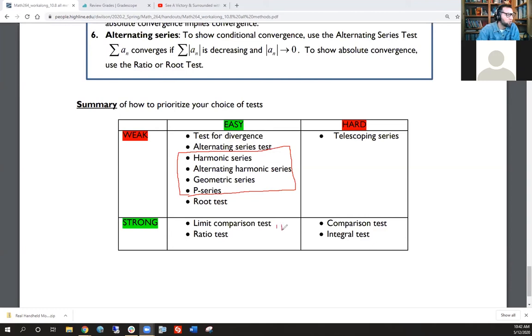My go-to friends, my favorites, are the limit comparison test and the ratio test. And then you'll notice that I'm sort of undecided on where to put the comparison test. I keep labeling it in multiple places. But the comparison test and the integral test are ones that I'm tending to avoid if I can. This one, because it has inequalities. This one, because it requires integration. Those are the things that make it hard. And then the last resort is that telescoping series situation.